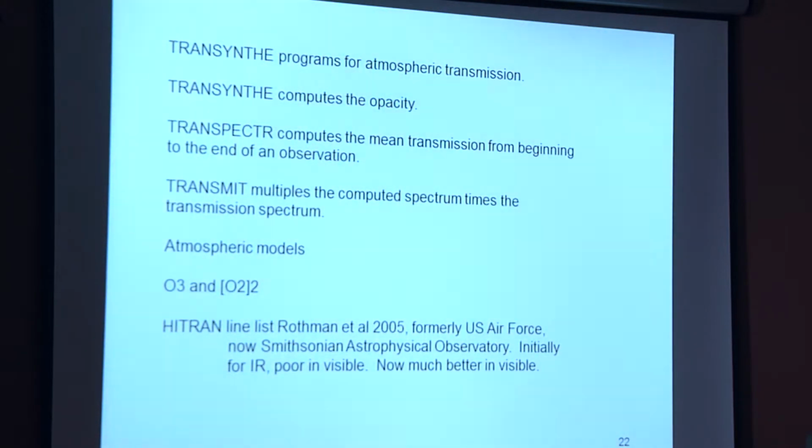Then I have programs for computing ozone and O2 dimer, and mainly I have a HITRAN line list from Larry Rothman, who used to work for the Air Force and now works for the Smithsonian Observatory. His line list used to be really terrible in the visible because the Air Force was only interested in the infrared, because they were looking for laser transmission with weapons. But now it's been improved, and it has data running all the way through the visible, and it also has lots of lists of pollutants in the atmosphere.